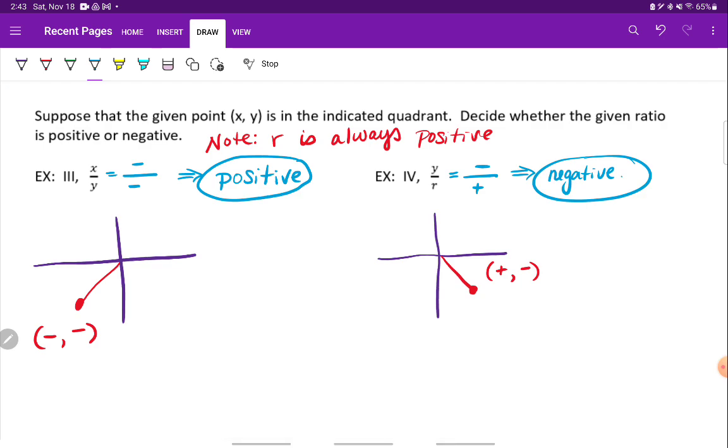Knowing whether a ratio is positive or negative is going to prove something important for us moving forward.